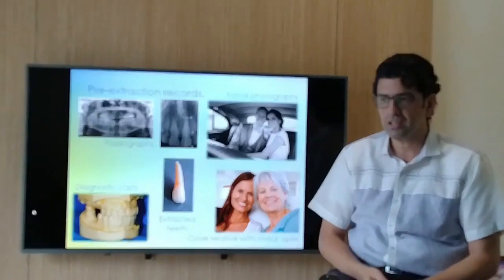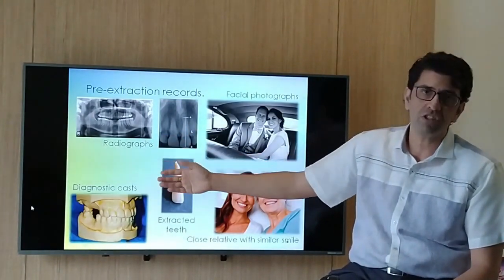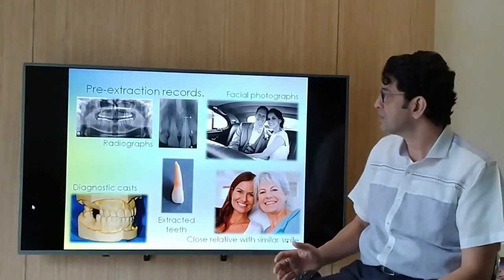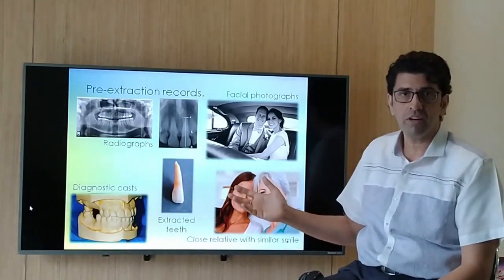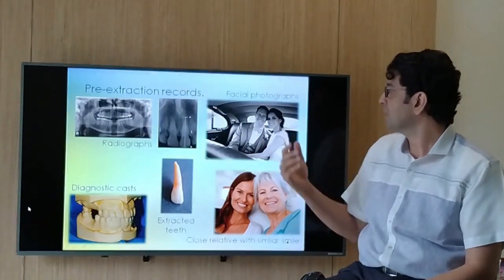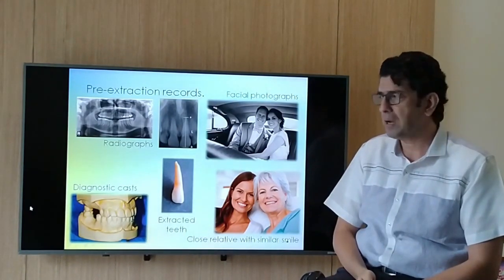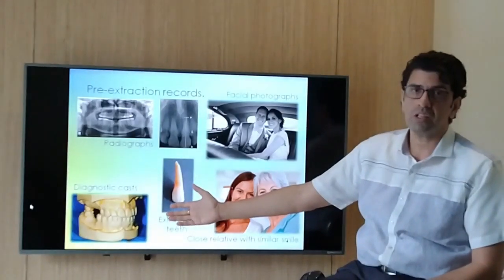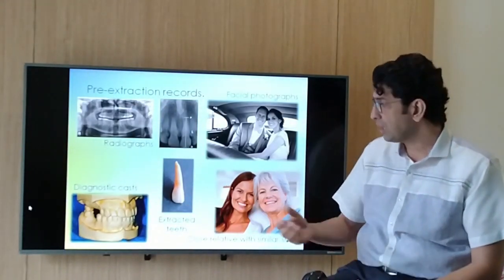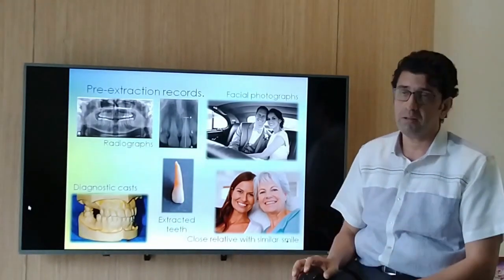So in pre-extraction records, you can use a lot of things. You can have radiographs, either an OPG or IOPA radiographs. You can have an old photograph, let's say an old wedding photograph where they are smiling, and you can assess the display of teeth in the smile. You can also have diagnostic casts that you've made over time. You can have an extracted tooth that you have extracted yourself to verify the measurements.